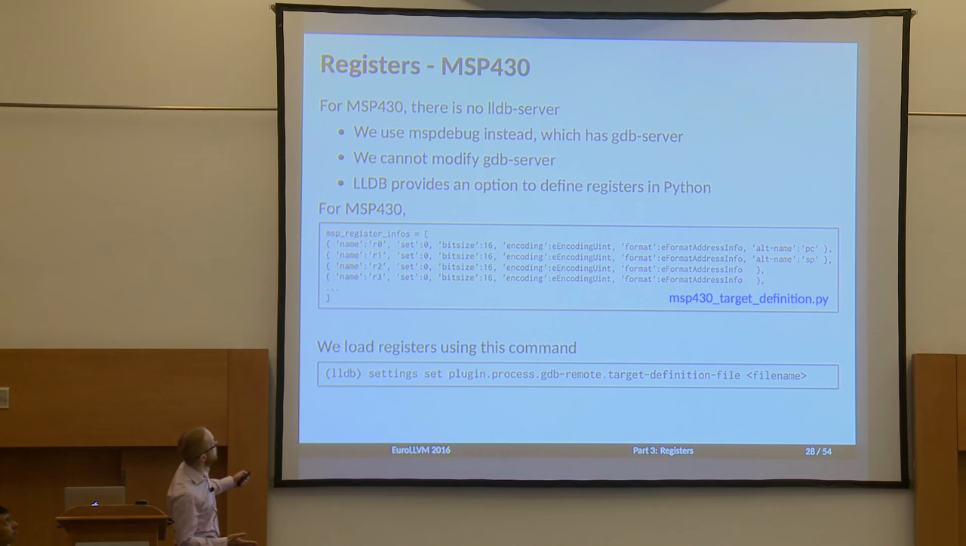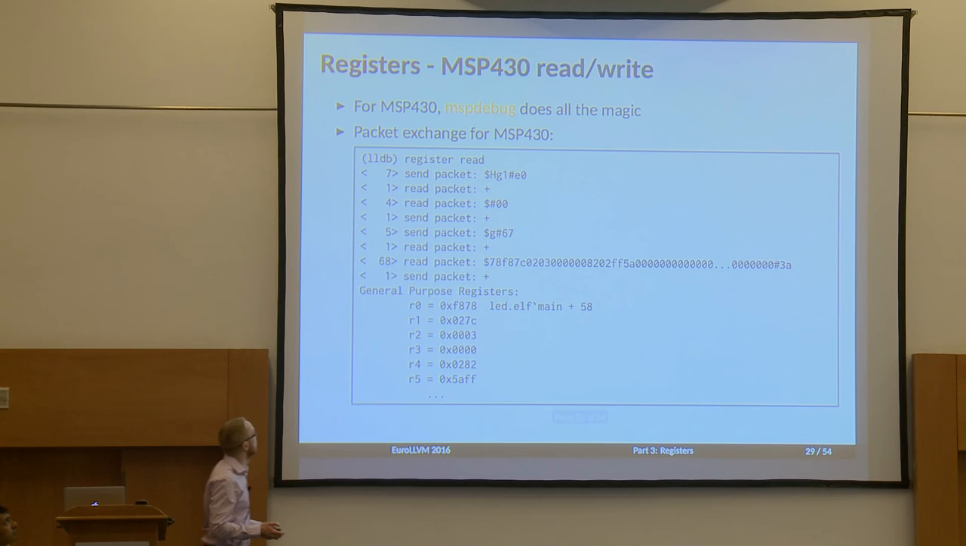So for MSP430, we just specified our registers in this Python script. As you can see, it's very similar to what I did originally for ARM. Obviously, the size is 16, and R0 is PC. Later on, you can load it using this command. And that's it, that's MSP430, just registers. This is just to confirm that after this, we're actually able to read registers. When I do a register read, this boils down to LLDB sending a g packet, which corresponds to: could you please return me all general purpose registers? LLDB server comes back with this long string of numbers, which LLDB can now interpret because it also has its own register context. So that's implemented.